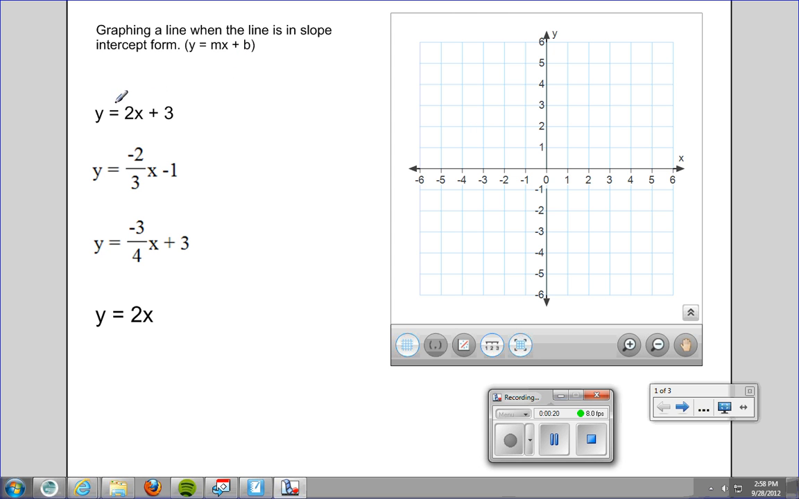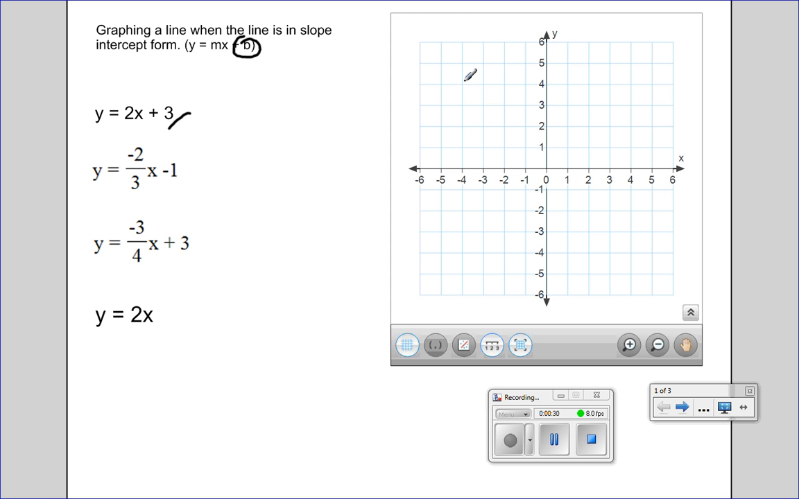If we look at the equation y equals 2x plus 3, we start by graphing the y-intercept. B is the y-intercept. So in this problem, 3 is my y-intercept. So I go to the y-axis, and I put a point at 3, because that is my y-intercept. Then I look at the m, the number in front of the x. That's my slope. Slope is rise over run, so it's represented as a fraction.